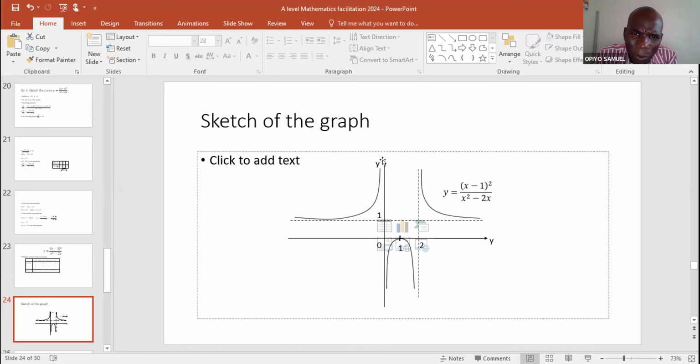Remember also x equal to 0, which is the y-axis, is also a vertical asymptote. But this one is already involved, so it remains the same. Okay, so that is for curve sketching.